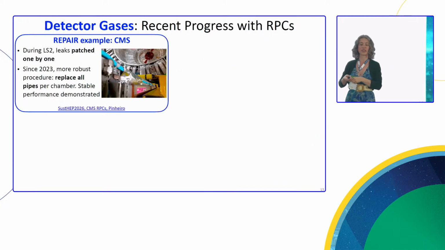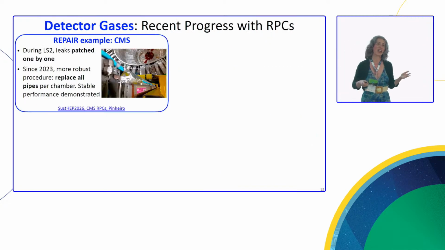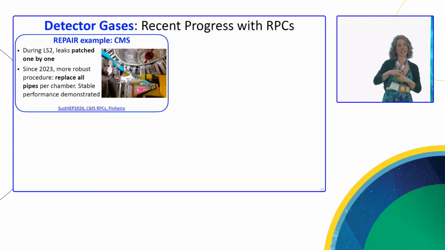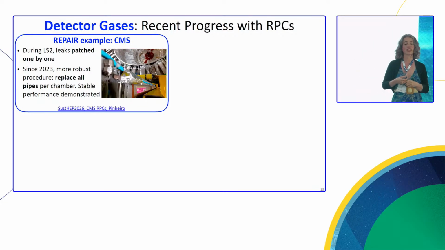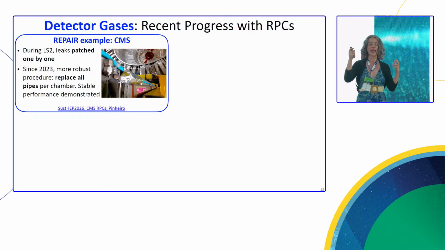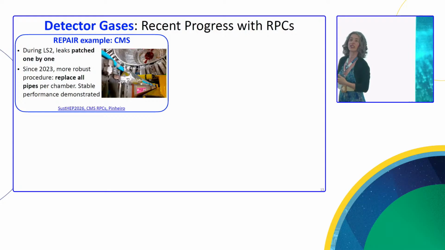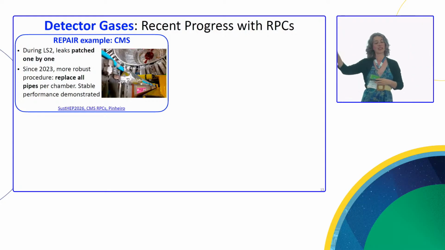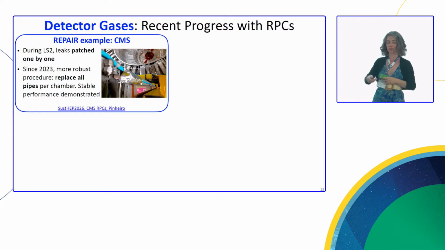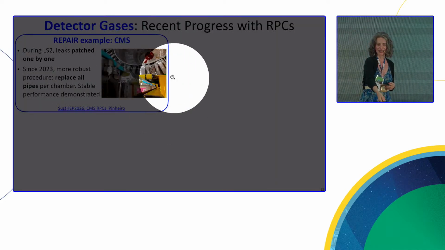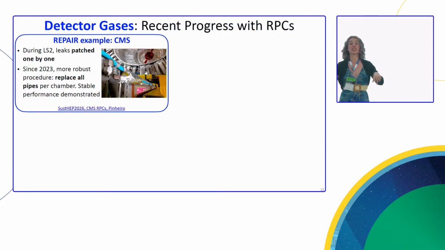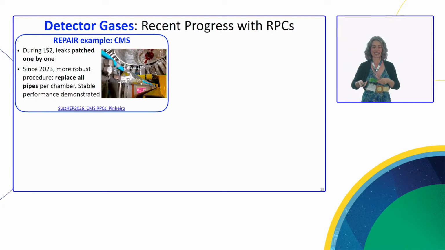Okay, so let me give you some examples of recent progress, and I'm taking RPCs as my case study here. On the route of repair, I have an example from CMS. During long shutdown 2, what we were doing is to patch the leaks in the RPCs one by one. But since 2023, we have a more robust procedure in place where we are replacing all of the pipes per chamber. Sorry, I meant to highlight the pipes here. And actually, we've seen stable performance with this.